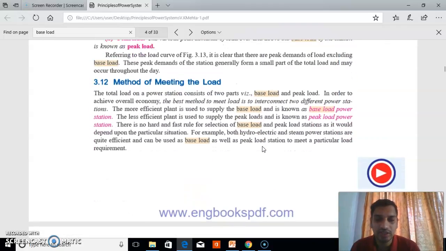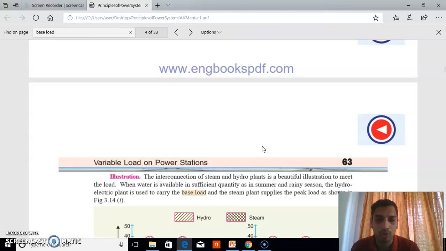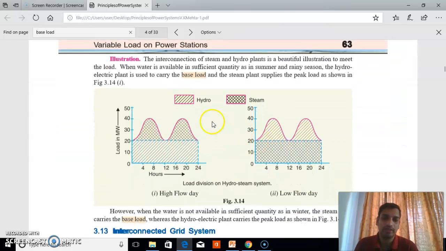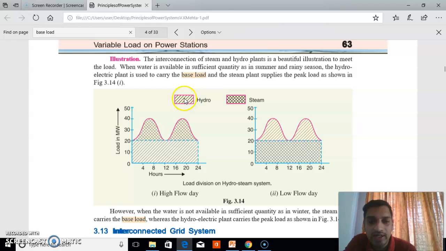So you can see a plot in figure 3.14. We have two sets of load curves, and here we have two stations, one hydro station and one steam station. This is the representation of the hydro station, and this is the representation of the steam station. So how we meet both the peak and base demand, I will explain here.